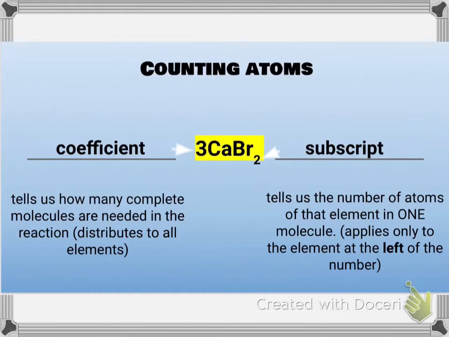If you see a coefficient or integer in front of a chemical formula, that integer will distribute to everything in the chemical formula, okay? So for example, here the number 3 is going to distribute to the calcium and to the bromine as a multiplicative property. So you're going to multiply 3 times the 1 calcium, so that gives us 3 calciums, and then the 3 times the bromines, which we already have 2, so 3 times 2 would be 6.